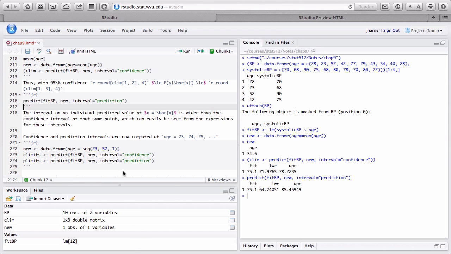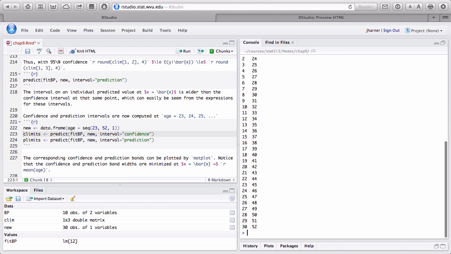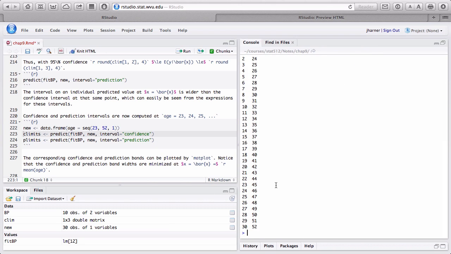Now what I want to show is the confidence limits. I'm going to create a data frame for age equals sequence 23 to 52 by 1. Let's take a look at what that value in new is. So new is a data frame that just has the values going from 23 to 52. Is that clear?